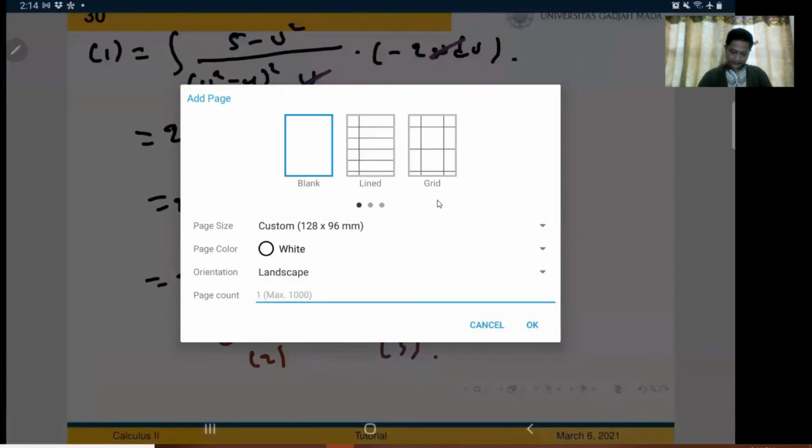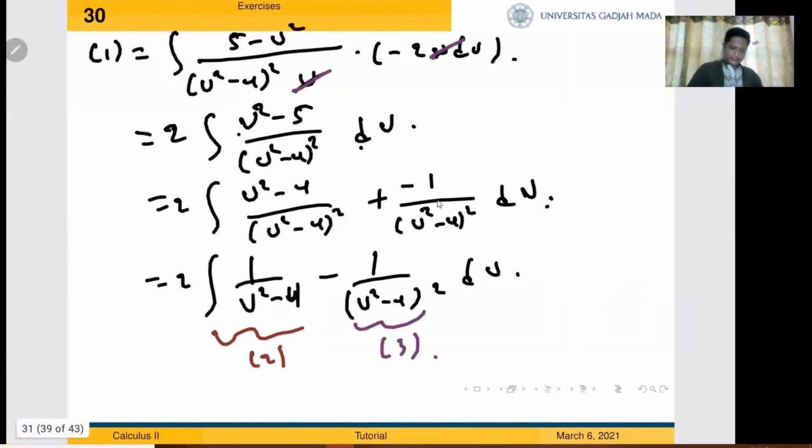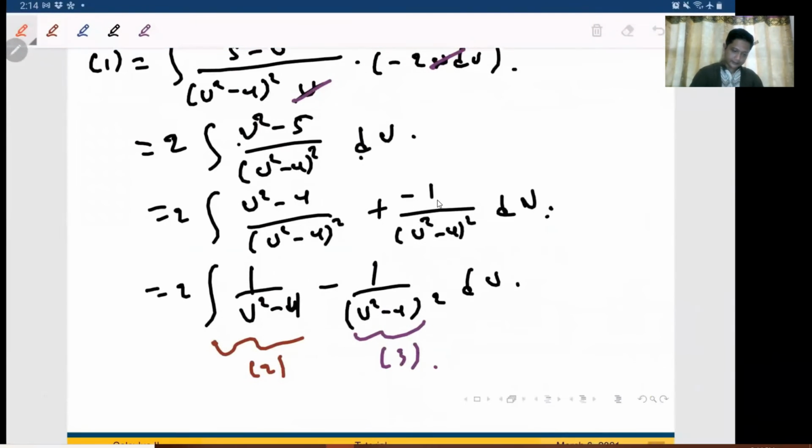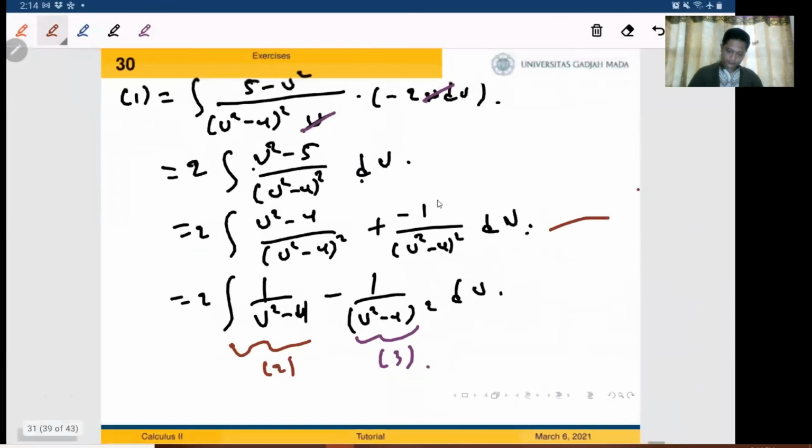Hey, I cannot add more than 1. So bad. We try to do the next one. Hey, why can't I move to the next page? Nice.